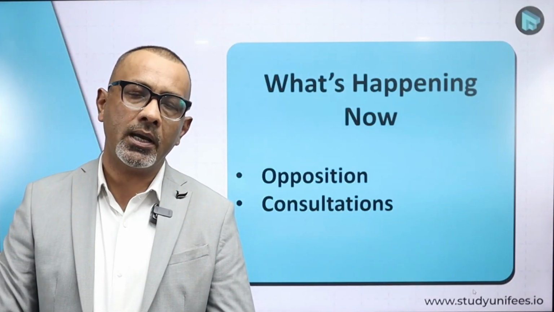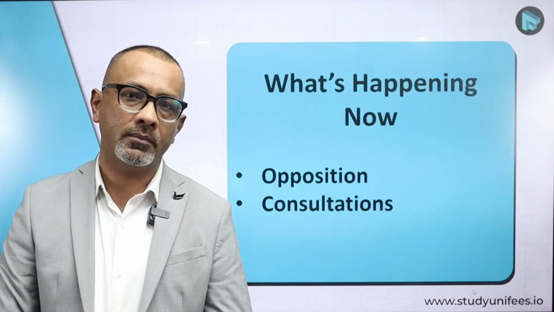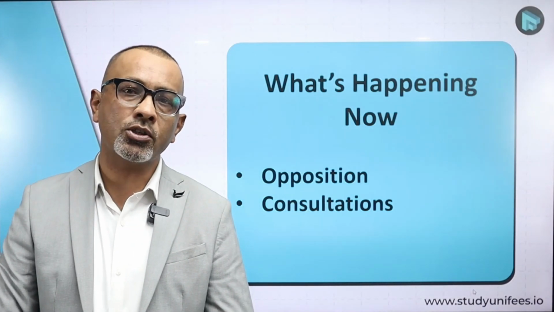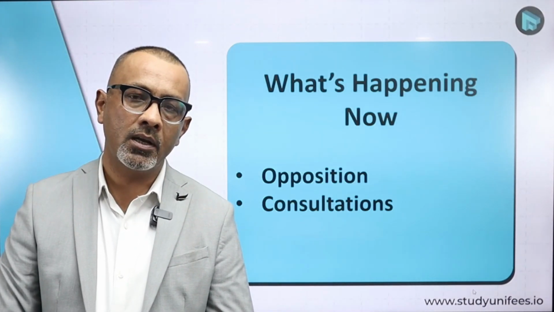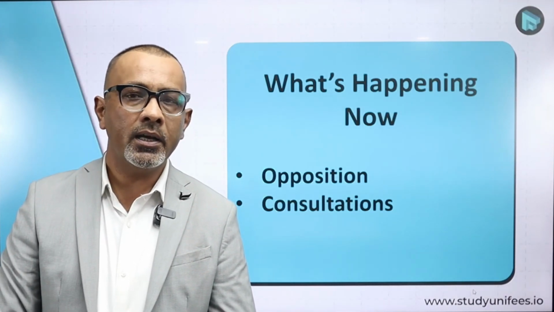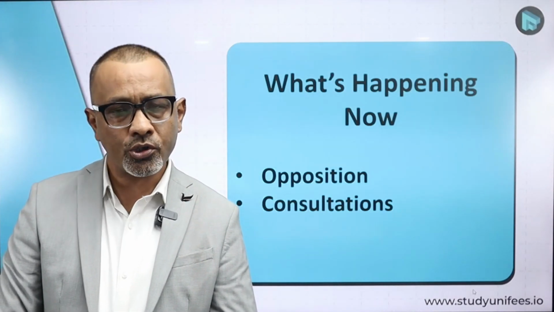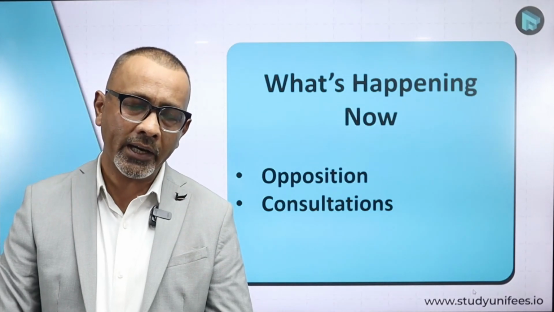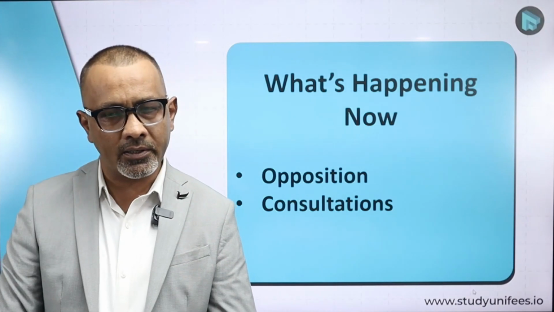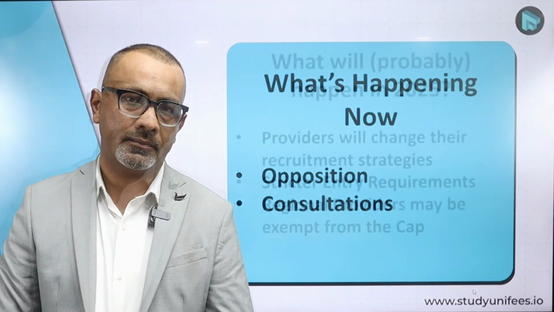The cap was announced in May this year. So the question arises, what's happening right now? Well, there's a lot of opposition to this move, especially among the top Australian universities. University of Melbourne, the highest ranked Australian university today, is very stridently opposed to the new cap. Finally, consultations are also occurring right now between various stakeholders. Most notably, consultations are happening between individual universities and the government.